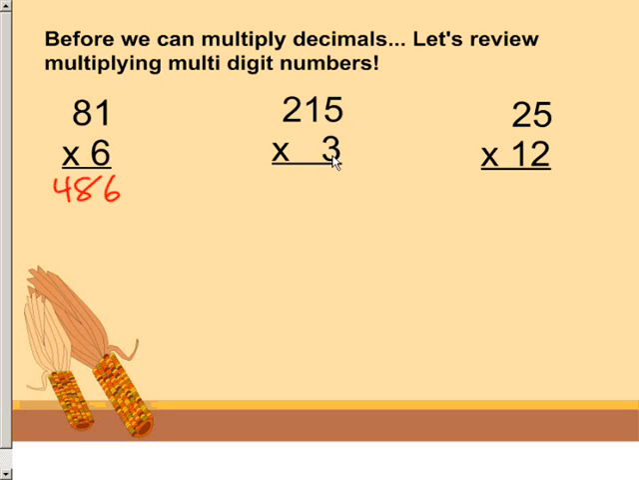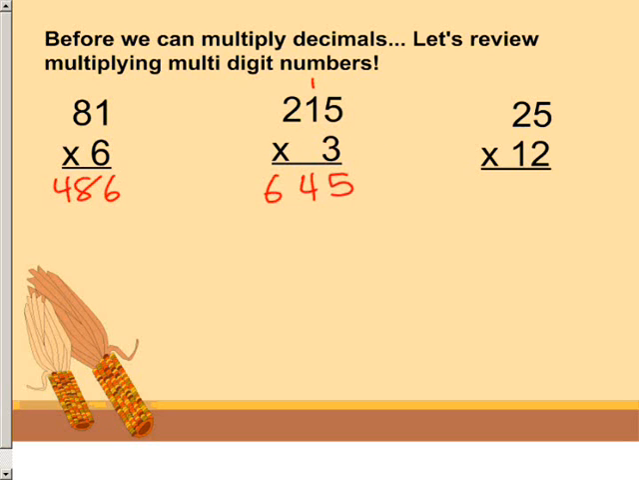Let's try this one. 3 times 5 is 15. Now I'm going to put down the 5 and carry up the 1. Then 3 times 1 is 3. Now you need to add this extra 1 that we carried. So 3 times 1 is 3, plus 1 is 4. Now we need to do 3 times 2 is 6, and my answer is 645. So again, we multiplied by the 5, then the 1, and then the 2.